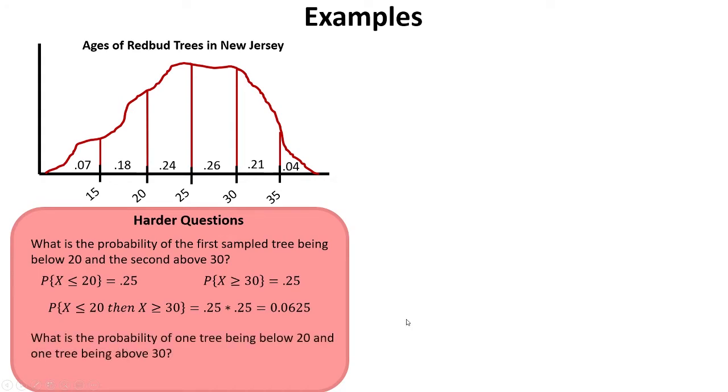All right, so here's a harder question. What is the probability of one tree being below 20 and one tree being above 30? This time we don't care about the order. The first one I said, the first one has to be below 20, the second has to be above 30. In this case, it doesn't matter the order, just one of the trees has to be below 20 and one of the trees has to be above 30.